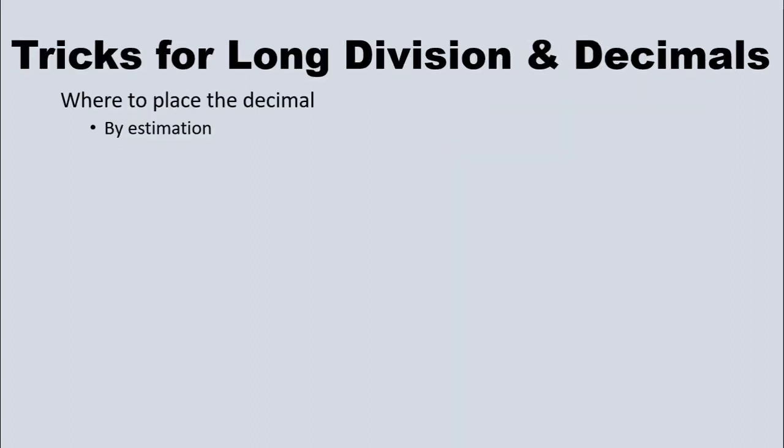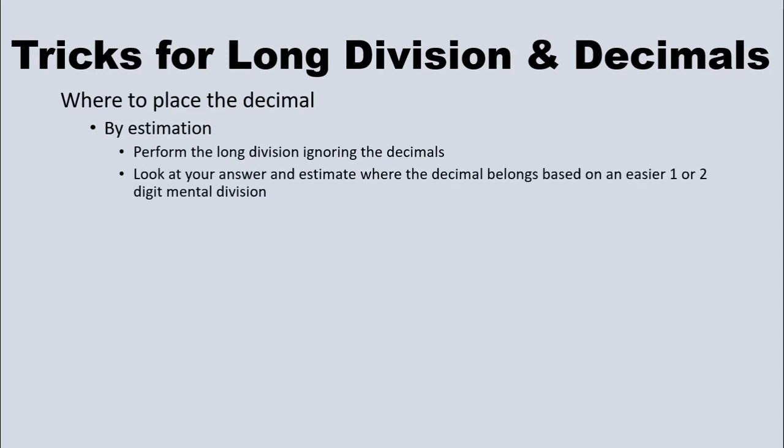We can use estimation. That is, perform the long division completely ignoring the decimals and then just look at your answer and estimate where you think your answer belongs. You can do this just by dividing values that are close to the values you've been dividing, so rounding.